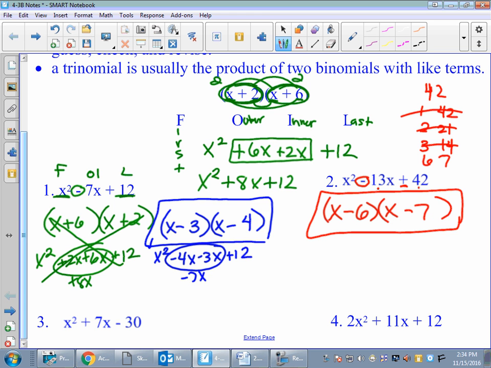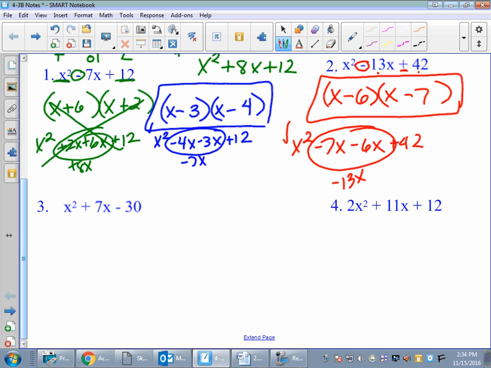Okay, so guess and check does require a little bit of thinking, a lot more processing, and a lot less work. But once you get it to work, you should check your answer. X squared. Outer term gives me negative 7x. Inner term gives me negative 6x. And last term gives me a positive 42. These two add up to give me the negative 13x, so we're good to go. So we start off with the first and third, but it has to make sure everything works with that middle term.